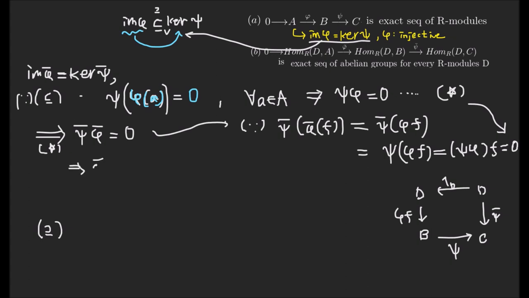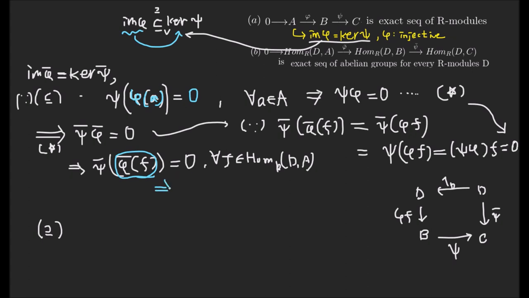This means bar psi bar phi f is also 0 for all elements in Hom_R(D, A). In other words, every image through the map psi spews out 0. This means, as the image of bar phi is contained in the kernel of bar psi, the image of bar phi is contained in the kernel of bar psi. So this relation is proved.